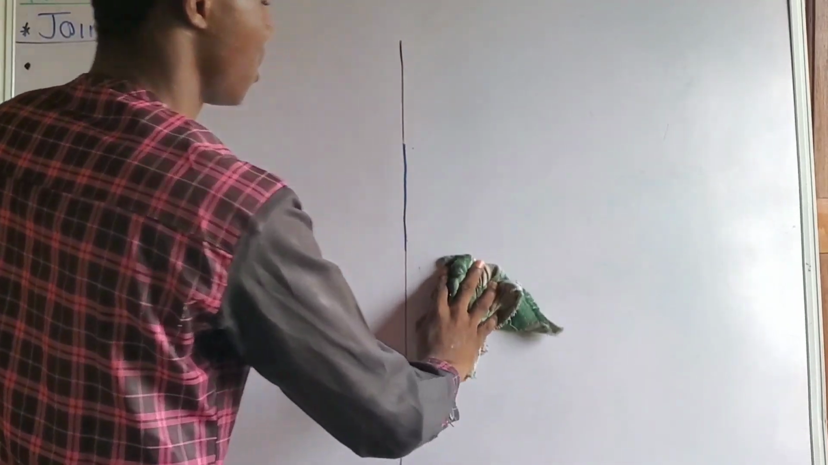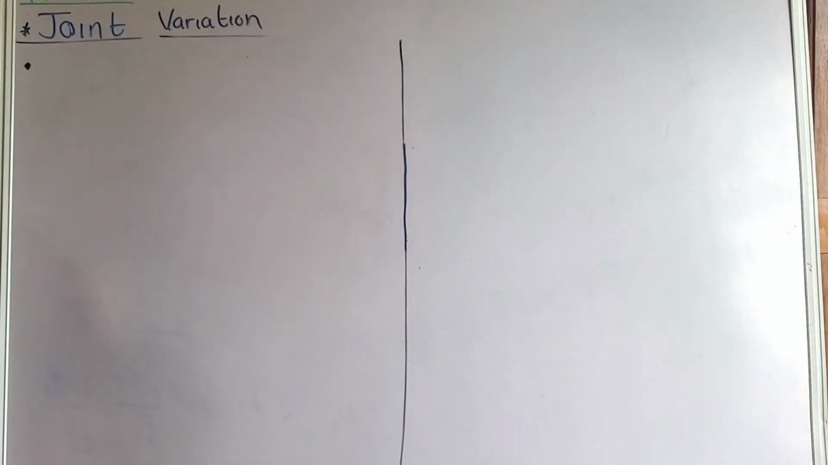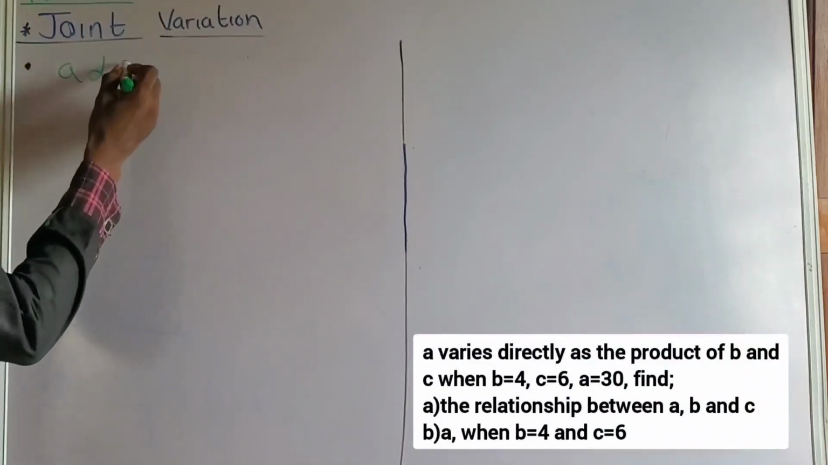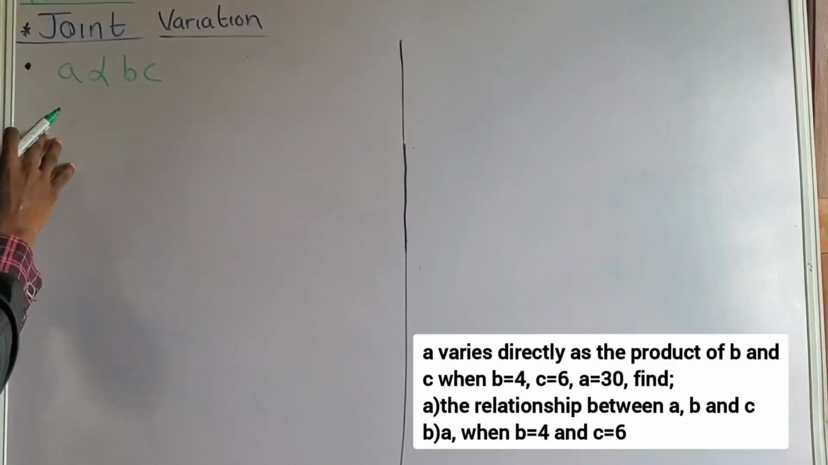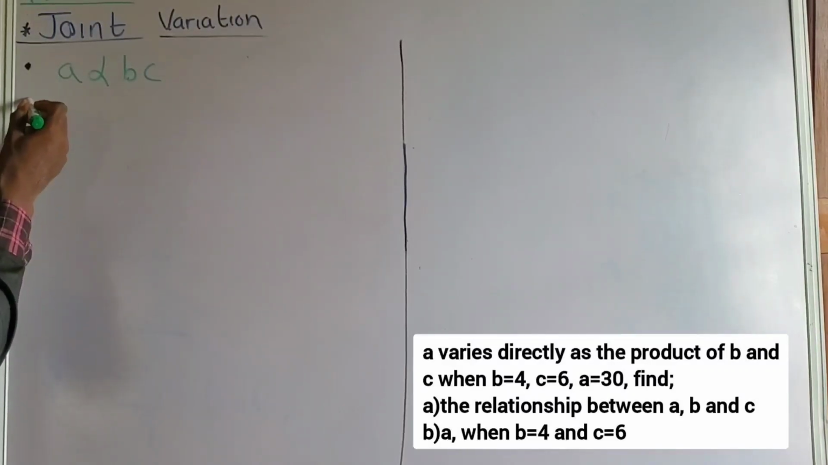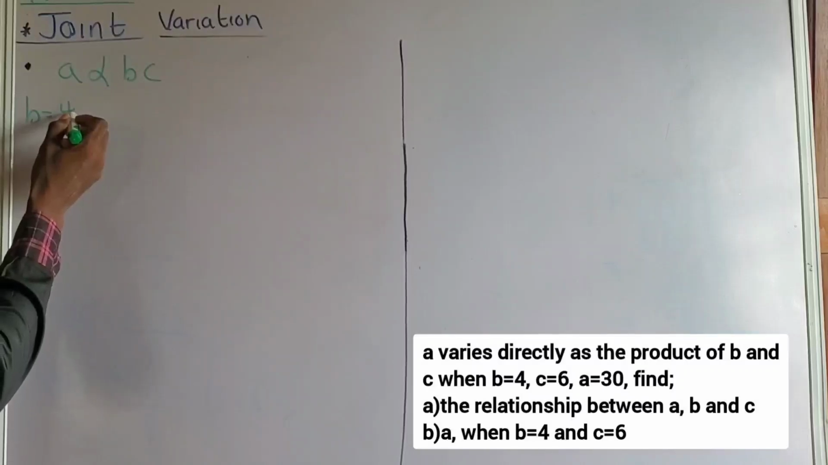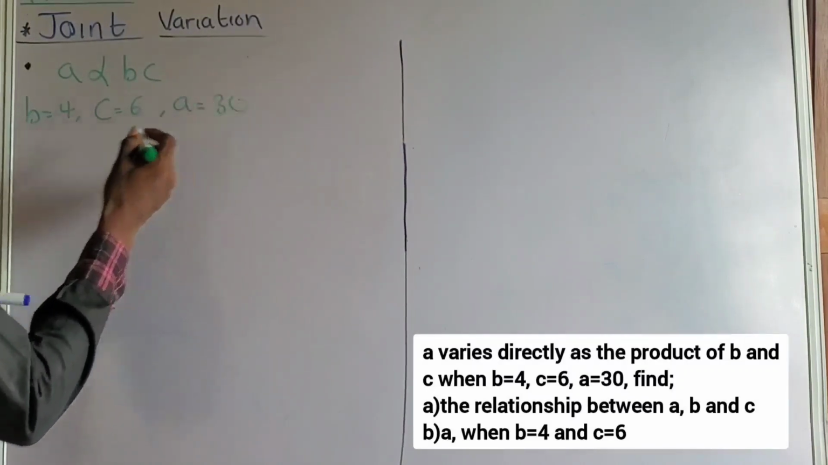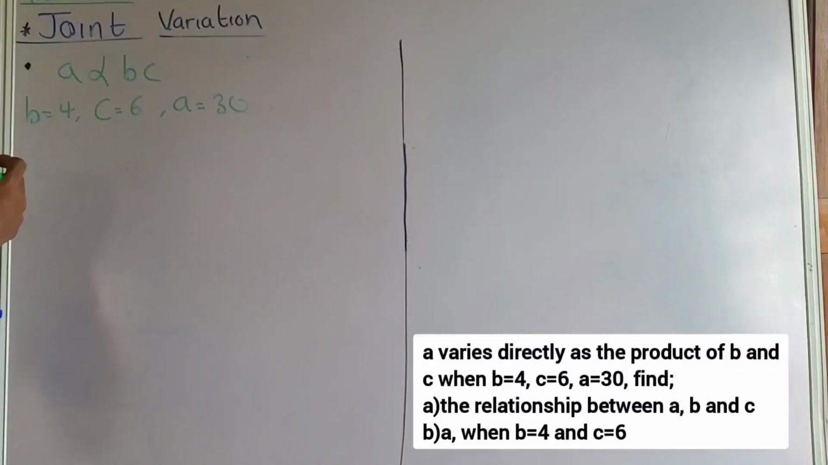Now, we are given that A varies directly as the product of B and C. Now we are given that when B equals 4 and C equals 6, A equals 30. Now, we are asked to find the relationship between A, B, and C. Now, please pay attention. I told you that in dealing with variation questions, the first step is that you have to change the variation sign to an equals sign, right?